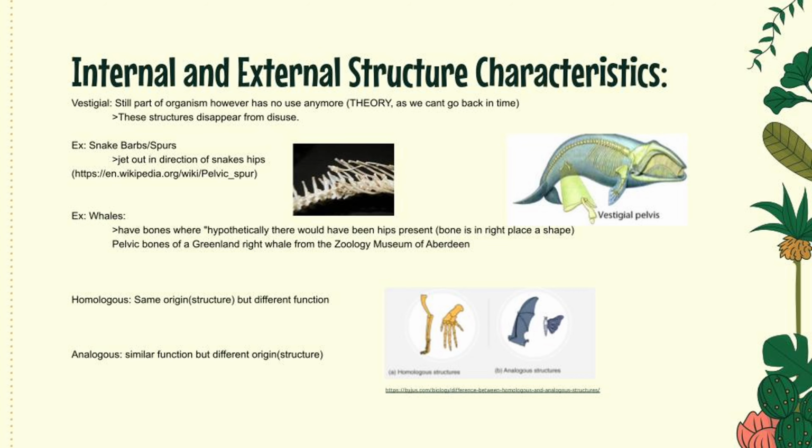Homologous structures have the same structure or origin but different function, and analogous structures have similar function but different origin or structure.